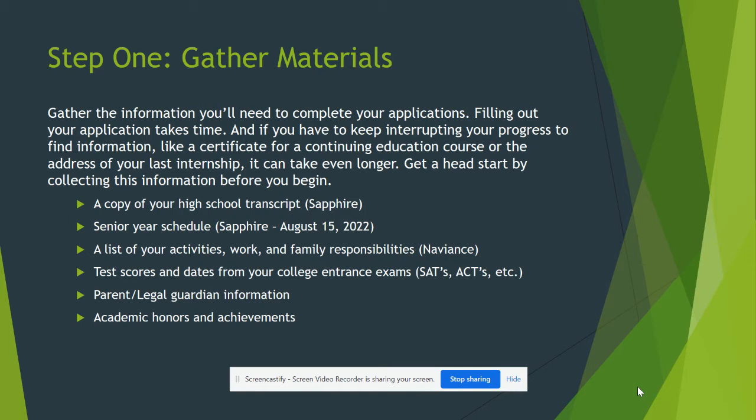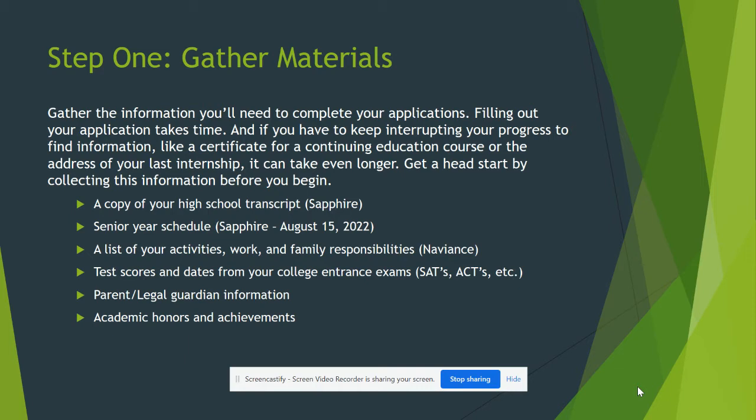Colleges will also require you to report your senior year schedule. Again, that information will be available on August 15th in your Sapphire account. You want to make sure that you review your senior year schedule for accuracy. You'll also need a list of your activities, work, and family responsibilities. As part of the career readiness lessons, you started your resume in 10th grade, and it sits in your Naviance account. You don't need to use that. Maybe over the summer you have created a Word document with your list of activities, clubs, or sports.